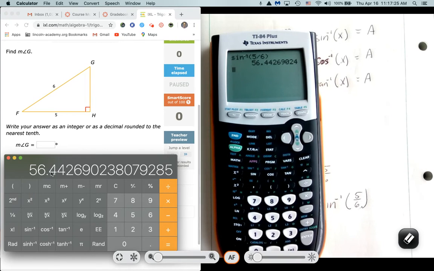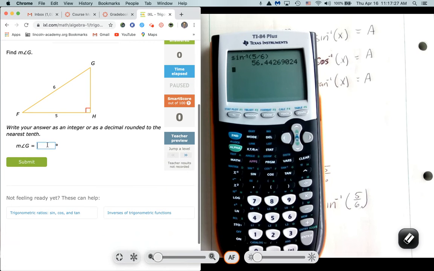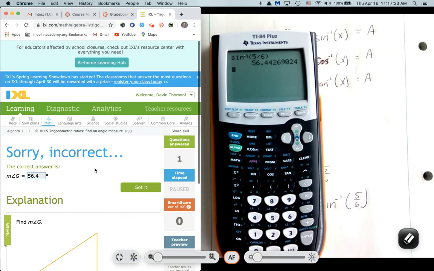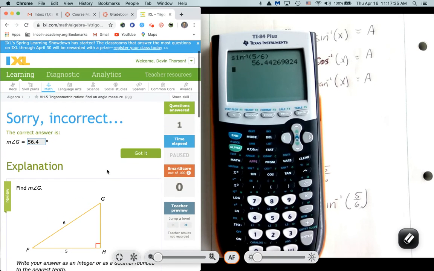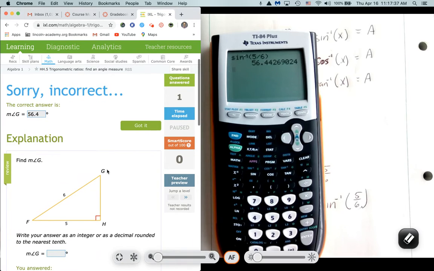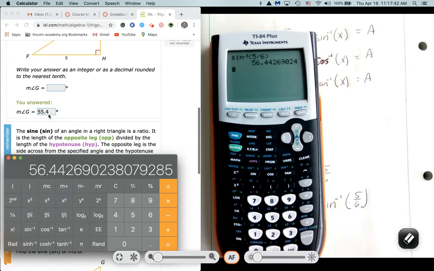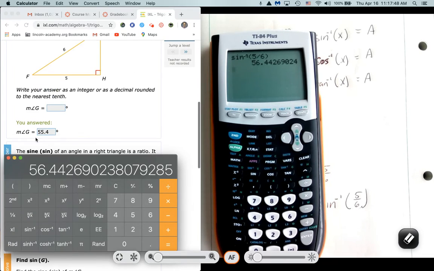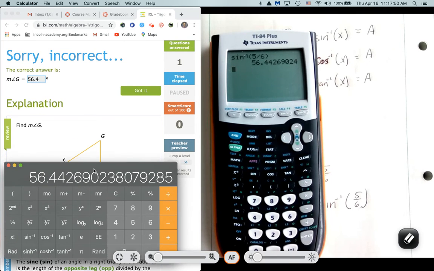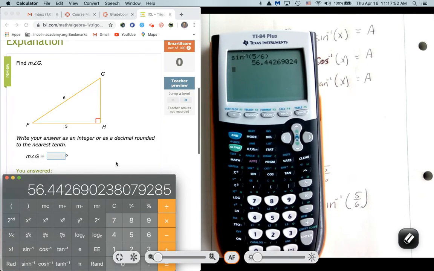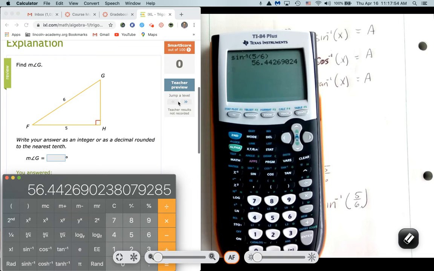Since I'm rounding to 1 decimal place, I type in 55.4, and that was the angle measure. Again, make sure, whoa, 56.4. Wow, I typed in 55.4 and it's 56. Both my calculators on the desktop and the one here said 56 and I typed in 55. So again, it's easy to make a mistake. Don't feel bad about that. Just try to be careful and watch your numbers.